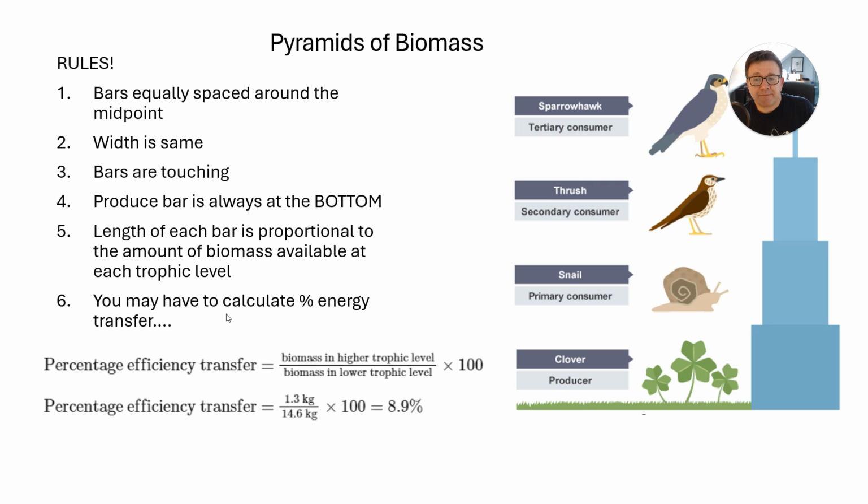Okay, and you might have to calculate percentage energy transfer. So remember, it's the biomass in the higher trophic level divided by the biomass in the lower trophic level. Okay, so here's just an example. Times it by 100 to get percentage.